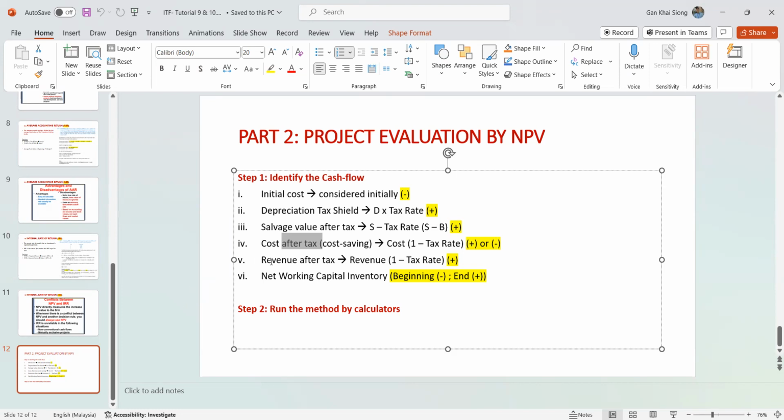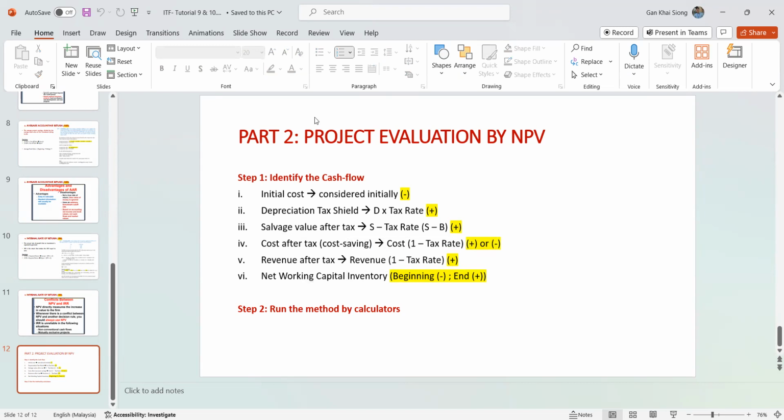Now, revenue after tax. Again, you earn your revenue and then you adjust for tax. So revenue bracket 1 minus tax rate. That's at the end the money that you earn after tax, right? So is the inflow coming into your business positive? And lastly, your net working capital. What is net working capital again? The money that you use to pay for your day-to-day expenses. So in year 0, of course, you pay, money going out. Then at the end, you will recoup it back. So beginning will be negative, at the end will be positive. Then we run it by using calculators. Let me show you the question.